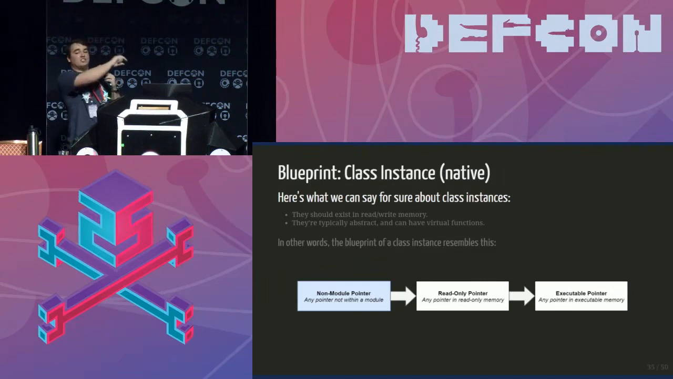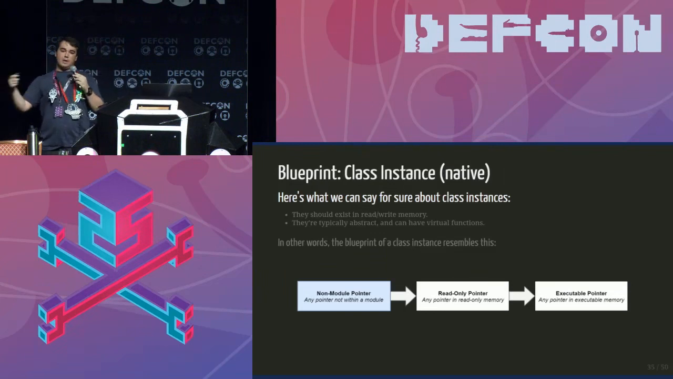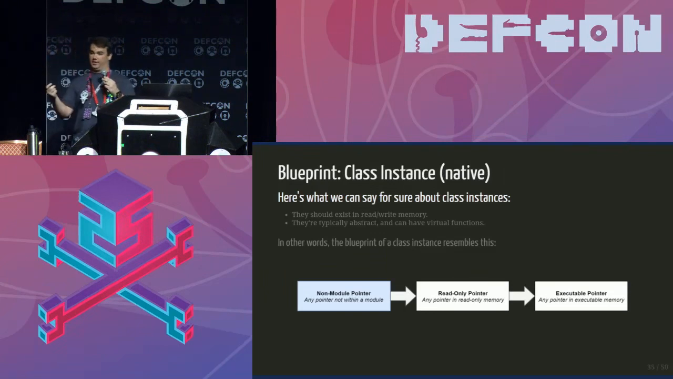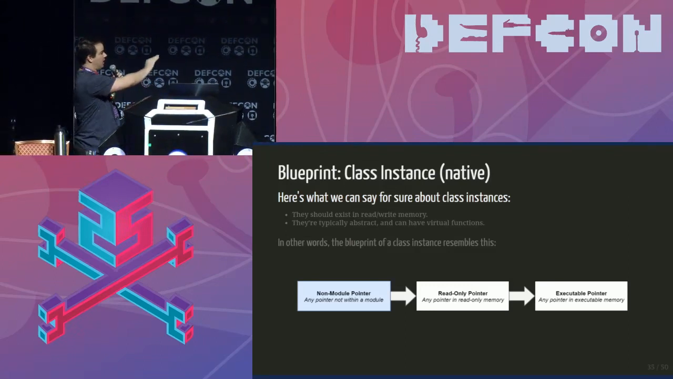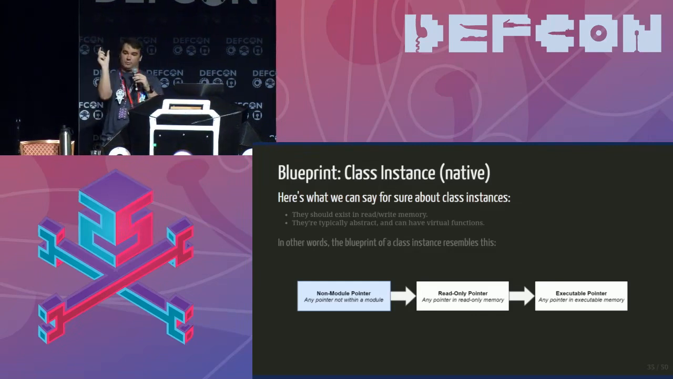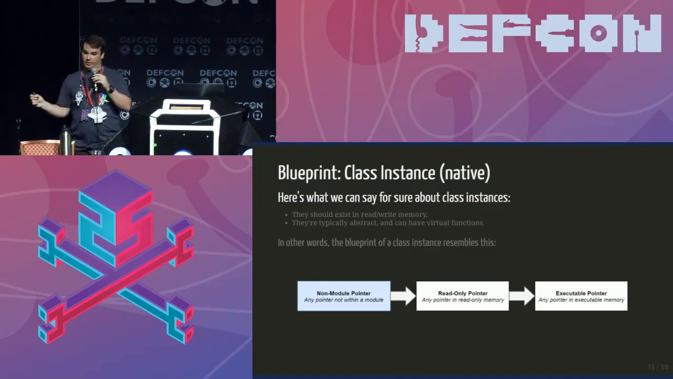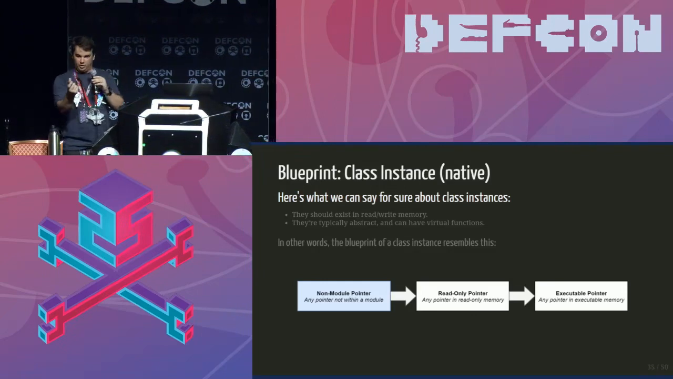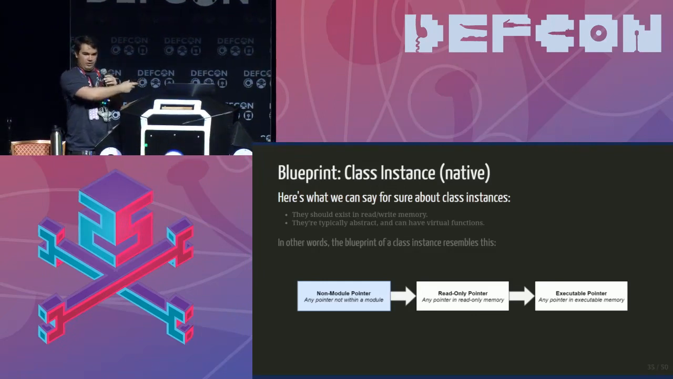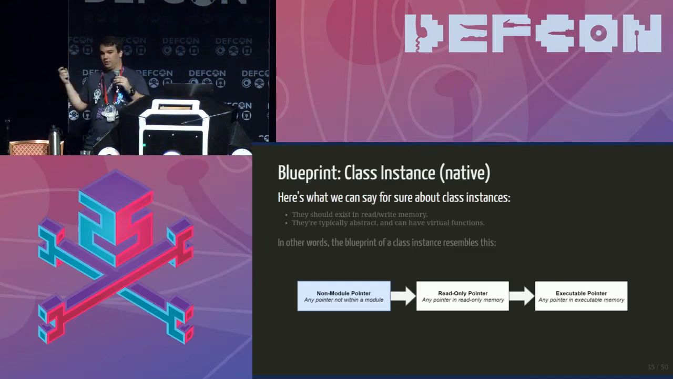And this pointer then needs to point to another pointer in read-only memory. That's important because a virtual function table is typically going to exist in read-only memory somewhere in the PE header of the module that instantiates that class. So once we have that something pointing to a read-only pointer, that's a non-module pointer, that read-only pointer should then have an element there that points to an executable pointer, which is indicative of a function. So if we have something in read-only memory pointing to a function being pointed to by memory on the heap, then it's probably a class instance with a VF table.